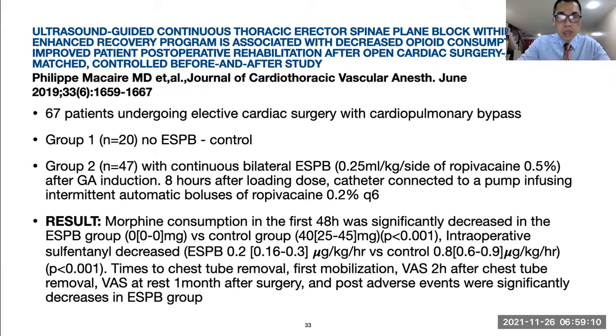Then after 8 hours of loading, a catheter is connected to a pump infusing intermittent automatic boluses of ropivacaine. The result: the morphine consumption was significantly decreased in the erector spinae plane block group in the first 48 hours. The intraoperative sufentanil was also decreased, and there was early rapid patient mobilization and decreased VAS scores during chest tube removal.